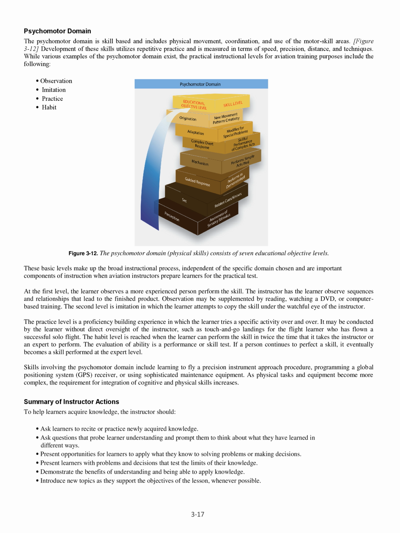The habit level is reached when the learner can perform the skill in twice the time that it takes the instructor or an expert to perform. The evaluation of ability is a performance or skill test. If a person continues to perfect a skill, it eventually becomes a skill performed at the expert level. Skills involving the psychomotor domain include learning to fly a precision instrument approach procedure, programming a global positioning system, GPS, receiver, or using sophisticated maintenance equipment. As physical tasks and equipment become more complex, the requirement for integration of cognitive and physical skills increases.